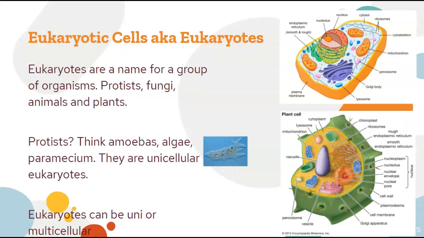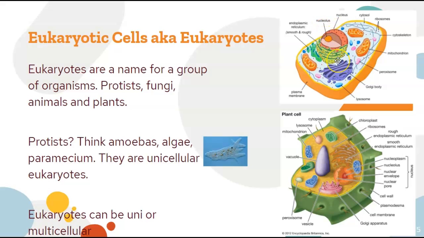All right, so eukaryotic cells now, these are going to be anything like a protist. What's a protist? Right here, amoeba, algae, paramecium, if you've heard of those things. Those are protists. They're one cellular, okay? They're unicellular, meaning they're just one cell big. Here's an amoeba, but they're going to have lots of different organelles inside them.